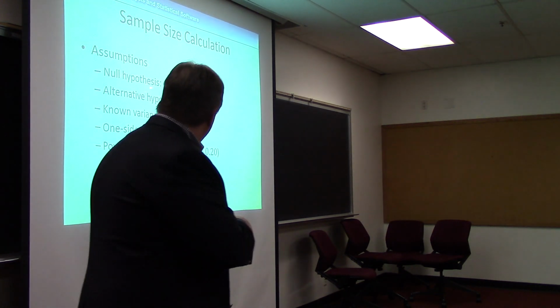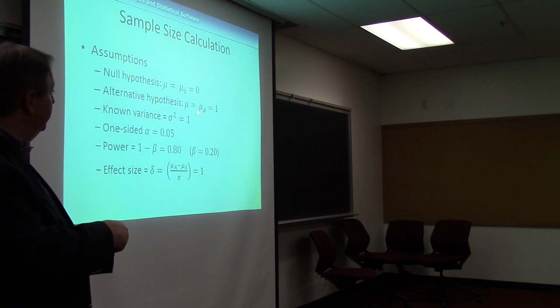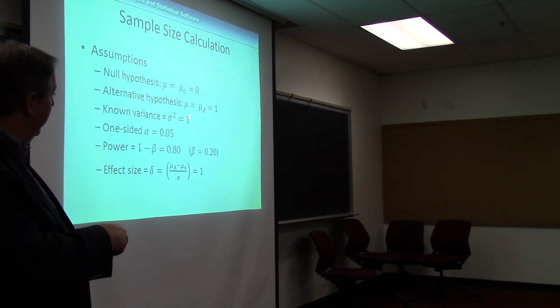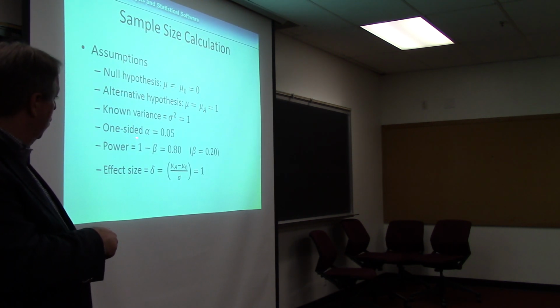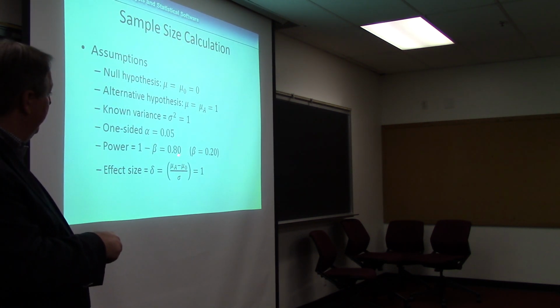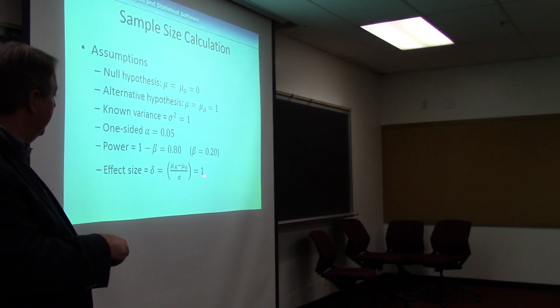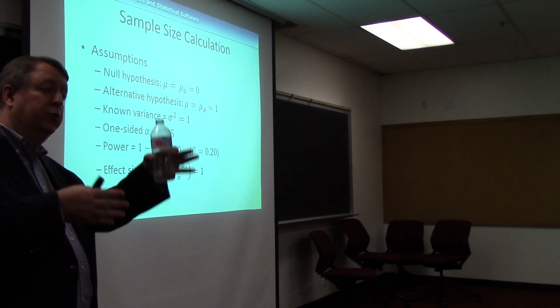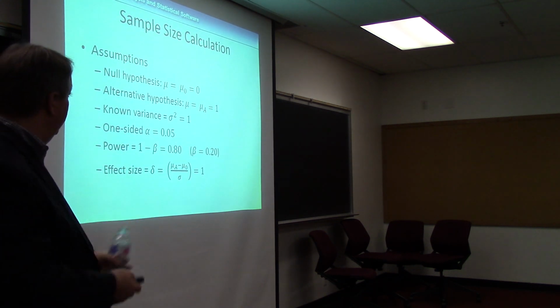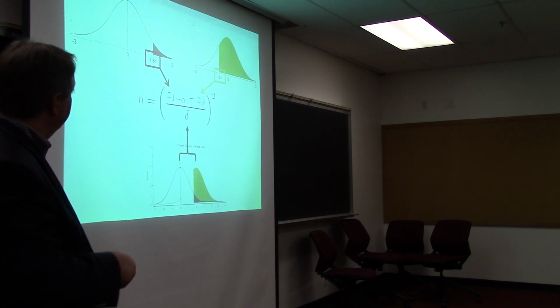Okay, so let's say that we assume that the null hypothesis, the mean under the null is 0, like we said before, the mean under the alternative is 1. Let's say the known variance is 1. We're going to choose a one-sided alpha of 0.05 to make the math easy. We're going to choose power of 80% or 0.80, and our effect size we're going to choose as 1 because the difference between the mean under the null and the mean under the alternative is 1. The difference between them is 1. So these are all of our assumptions.